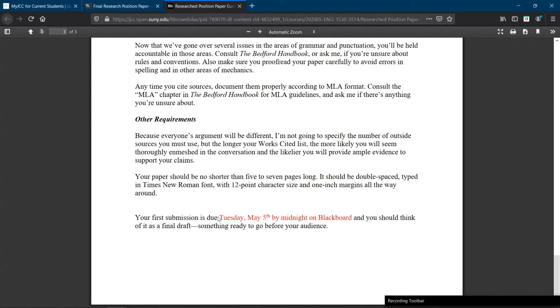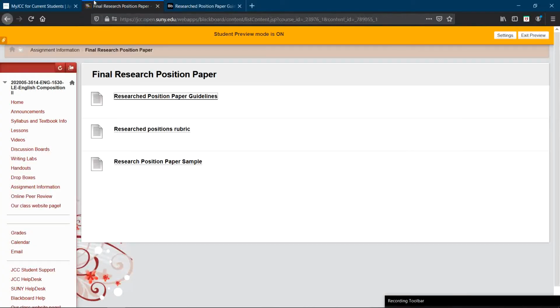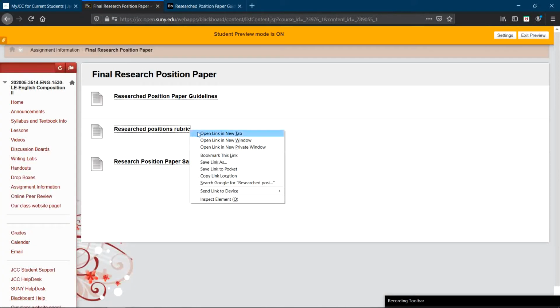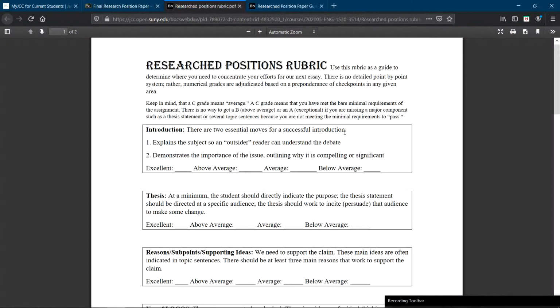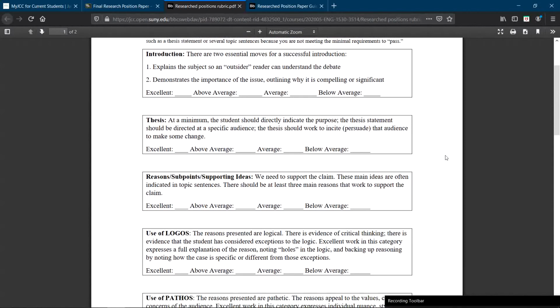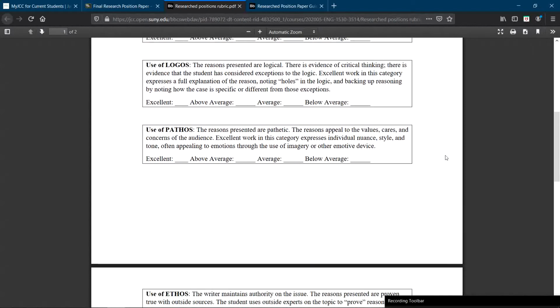And then the final positions paper is due on Tuesday, May 5th at midnight on Blackboard. And it's also the same time that resubmissions for other papers will be due. And I'll show you all the rubric, what I'll be using to guide my feedback and also grading for the final paper. All familiar stuff. It's a similar layout.